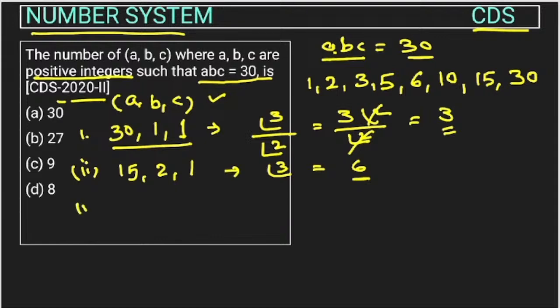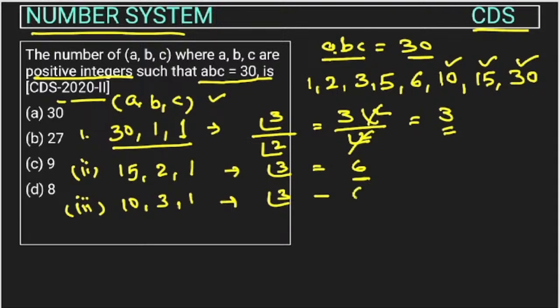Now the third case. In the third case, A can take what value? 30 we have already considered, 15, now 10. 10 is possible. Now B will be, in that case, 3. 3 into 10 is 30, right? And C will be 1. Okay. So here also again factorial 3 groups can be formed.